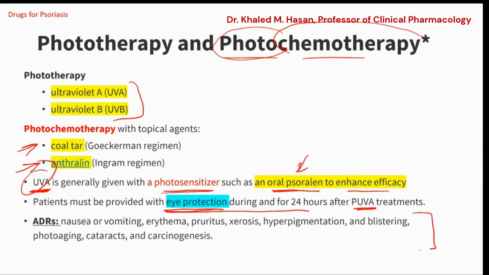Okay, you can read the adverse reactions, nausea, vomiting, arrhythmia, and so on at your own time. So phototherapy, photochemotherapy, we need to remember UVA, UVB, coal tar, anthralin, oral psoralen, and we need to provide eye protection. So the question now: which of the following psoriatic treatments needs eye protection? So we are going to bring a list of medications, and one of them will be PUVA. You see PUVA here? PUVA, okay, salicylic acid, cortisone. Which one do we need to provide eye protection? If you take notes, you answer the question. Does that make sense? Okay, moving to the next one.